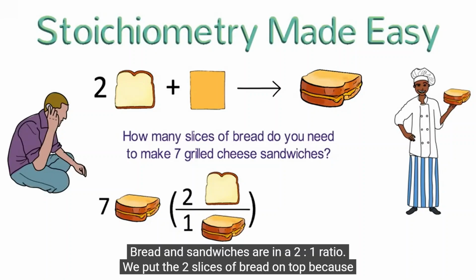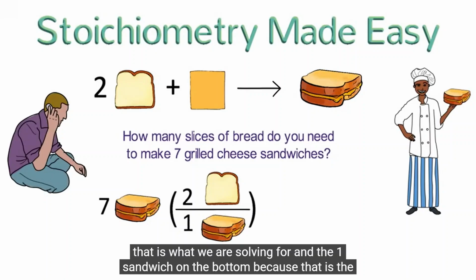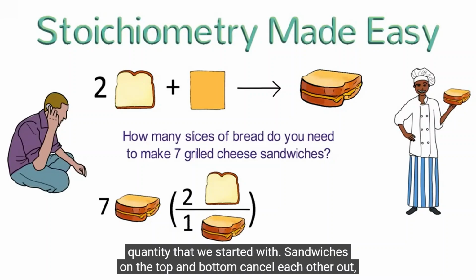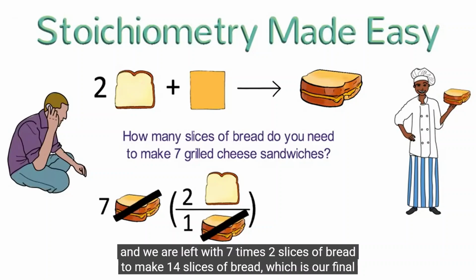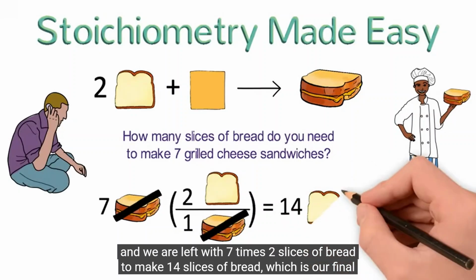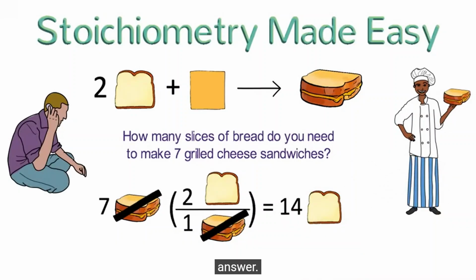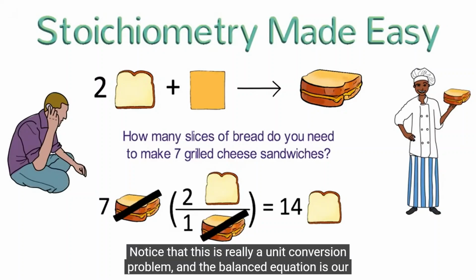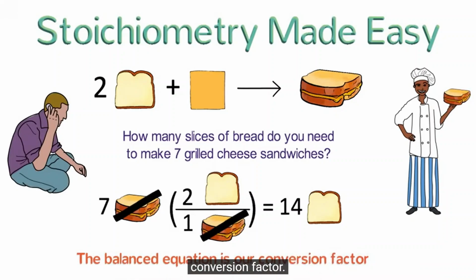We put the 2 slices of bread on top because that is what we are solving for, and the 1 sandwich on the bottom because that is the quantity that we started with. Sandwiches on the top and bottom cancel each other out, and we are left with 7 times 2 slices of bread to make 14 slices of bread, which is our final answer. Notice that this is really a unit conversion problem, and the balance equation is our conversion factor.